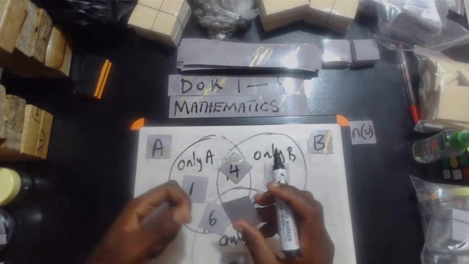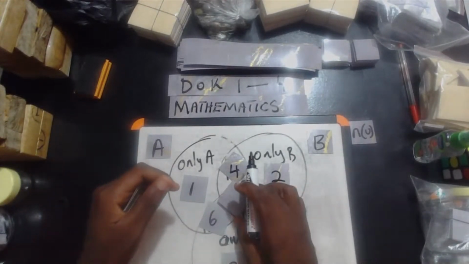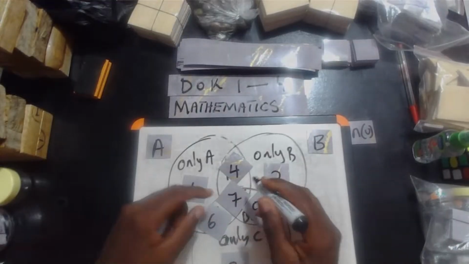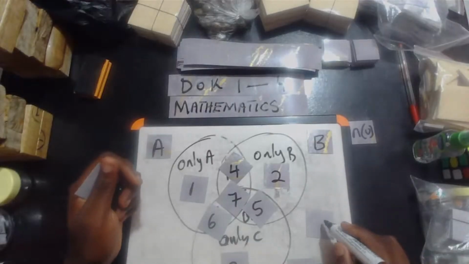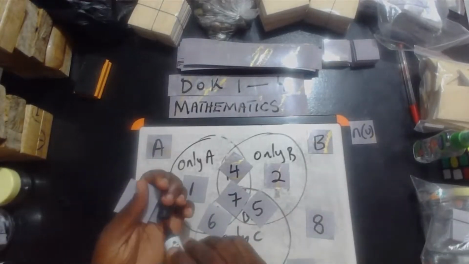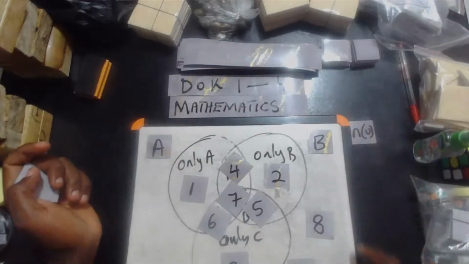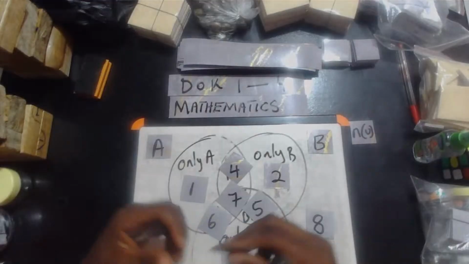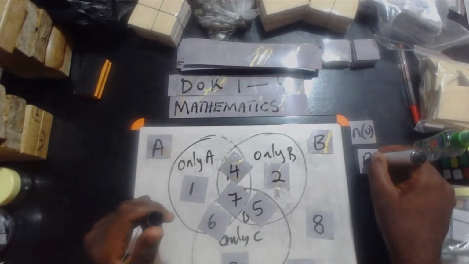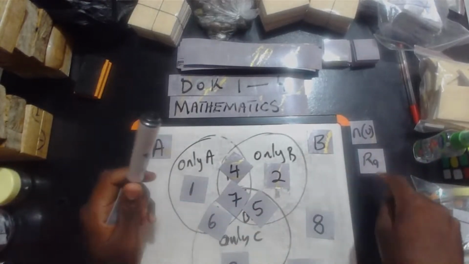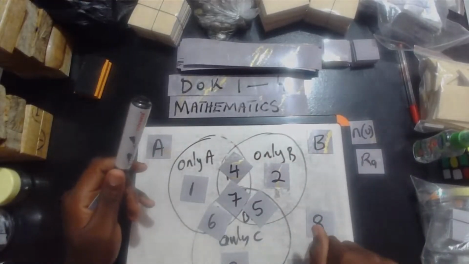Now finally we have A intersection B intersection C. That would make region 7. Then we have the outside region here. That will be region 8. So there are 8 unique regions. In fact, the whole universal set could be classified as region 9, but that's another discussion for another day. For now, the number of subsets inside there is 8.